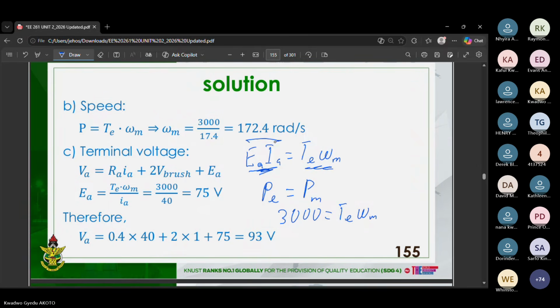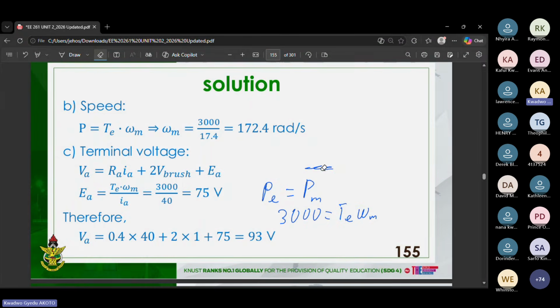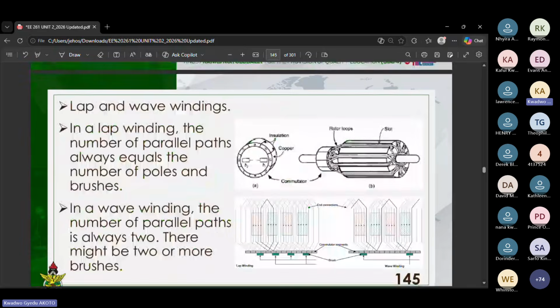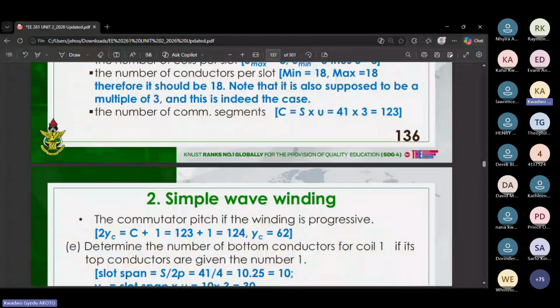All right. And for our terminal voltage, we're given the voltage drop across our brushes. Let me see if I can draw how the machine looks so that we can get it. Okay, I won't draw, I'll just use the drawing we already have here. Where is it? Oh, it's too far up. Okay, let me just draw.